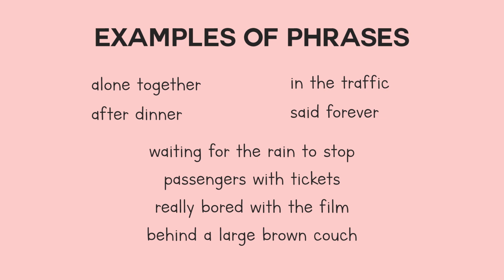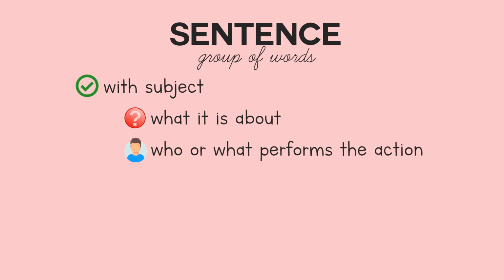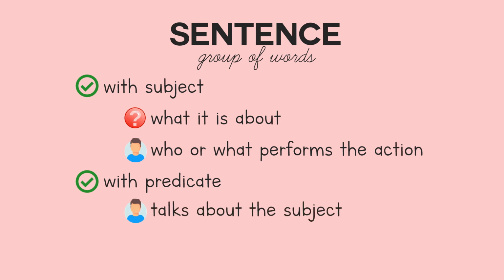If you can notice, there is no subject in these phrases. They are simply words with an incomplete thought. On the other hand, a sentence is also a group of words, but it has a subject. Once again, a subject tells us something about what is being talked about or who or what performs the action. It also has a predicate. A predicate talks about the subject and usually begins with a verb.